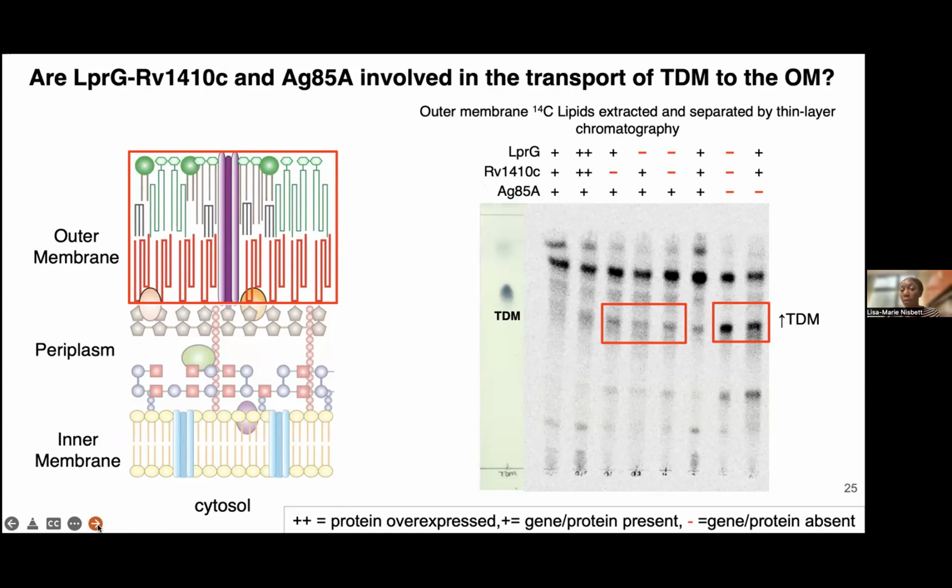Next, because LPRG and RV1410C were previously demonstrated to be involved in the transport of lipids to the mycobacterial outer membrane, I wanted to investigate if the interaction between LPRG, RV1410C, and antigen 85A was important for regulating the transport of trehalose dimycolate to the mycobacterial outer membrane. So again, to do this, I labeled all the various mutant and complement strain lipids with C14 acetate, extracted lipids specifically from the outer membrane, and then analyzed these outer membrane lipid extracts using thin layer chromatography.